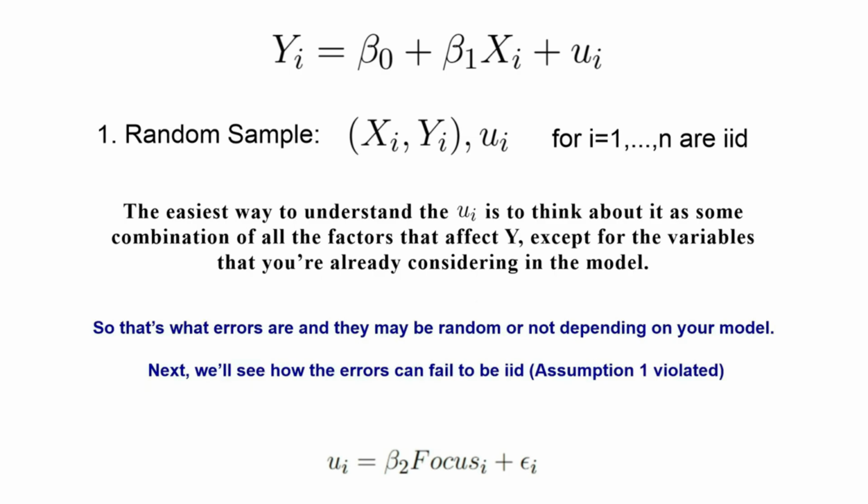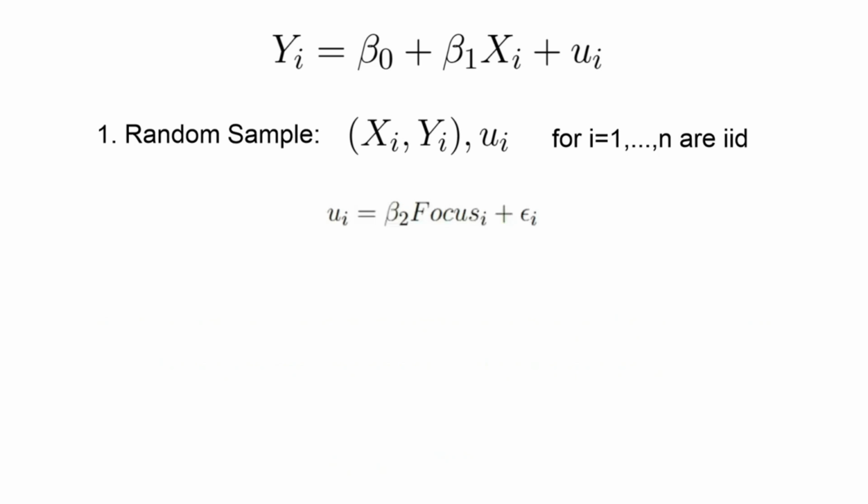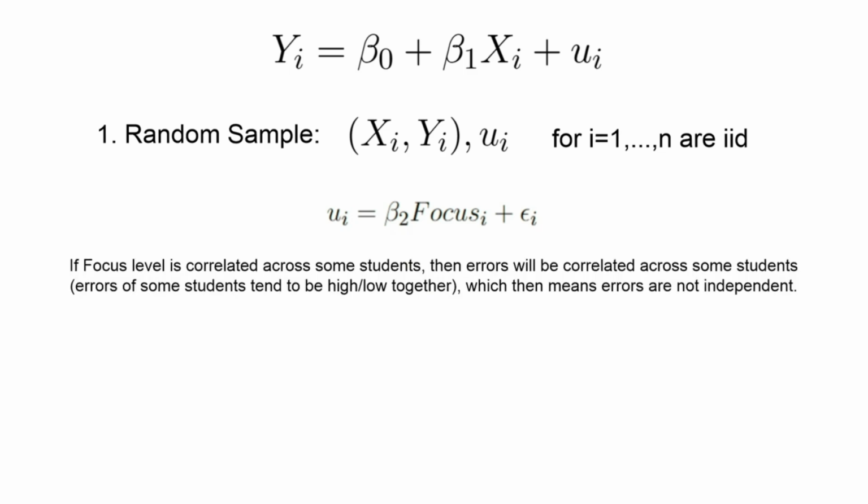So that's what errors are, and they may be random or not depending on your model. Next, we're going to see how the errors can fail to be IID, which means that assumption number 1, the random sampling, is going to be violated. Okay, so we'll continue to use our UI here, which depends on the variable focus level of a student. Note that if focus level is correlated across some students, then errors will be correlated across some students. In other words, errors of some students will tend to be high or low together. And all of this means that errors are not going to be independent.